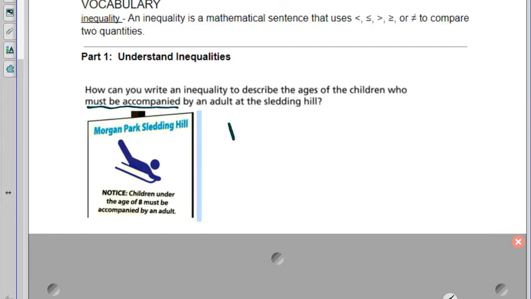If you were 1, you're probably not going sledding at 1, but if you were to, you would need an adult. If you were 7, you would need an adult. If you were 6 years and 2 days, you would need an adult. If you were 3, you would need an adult. If you were 4 and a quarter years old, you would need an adult. I could keep listing all the possibilities, and that's not really going to do for a mathematician. We want a more efficient way of expressing this idea.